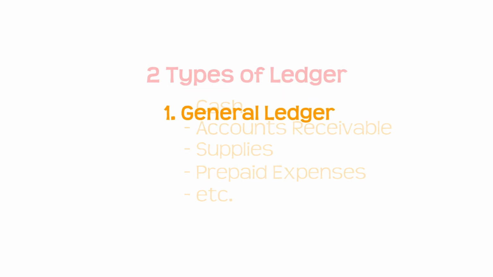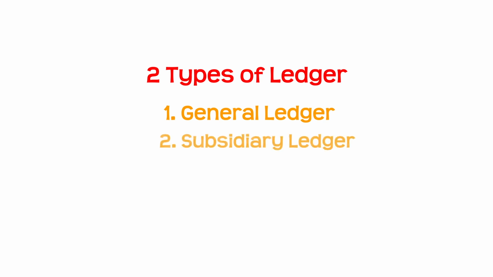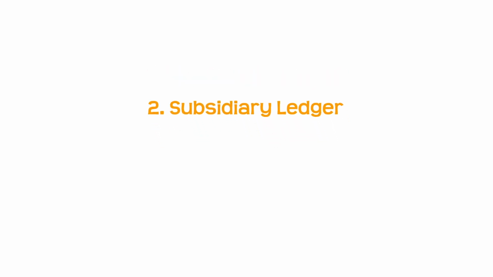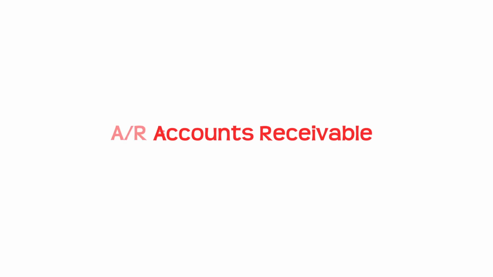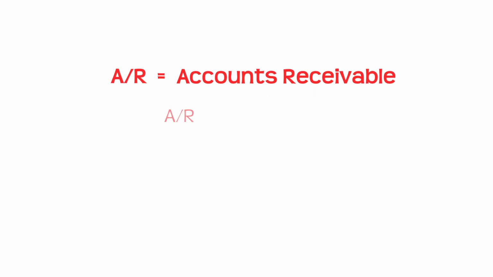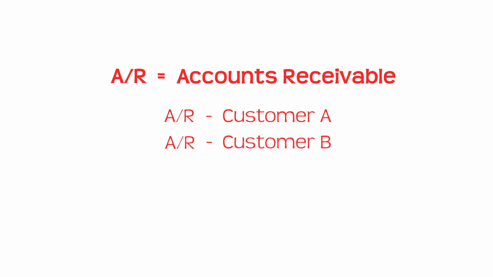The next type of ledger is called the subsidiary ledger. The subsidiary ledger consists of accounts within accounts in the general ledger. You heard it right, accounts within an account. Say for example, the account, accounts receivable, may contain subsidiary accounts, such as accounts receivable, customer A, accounts receivable, customer B, accounts receivable, customer C.